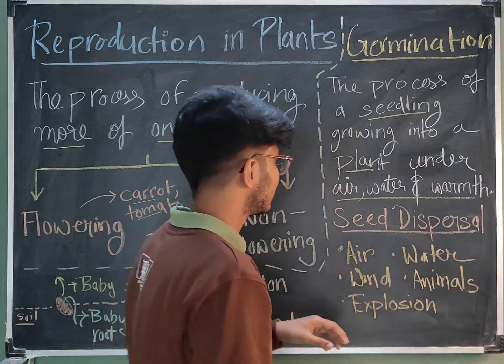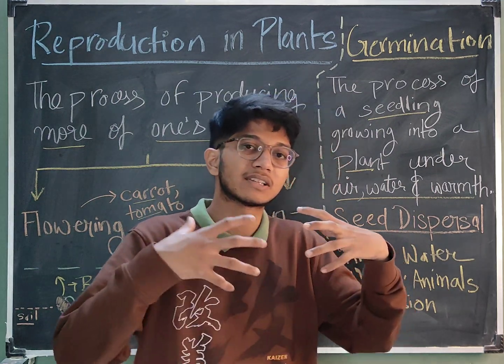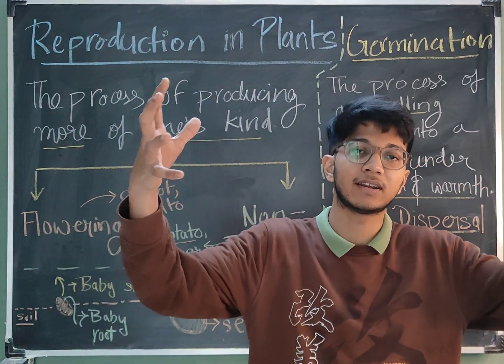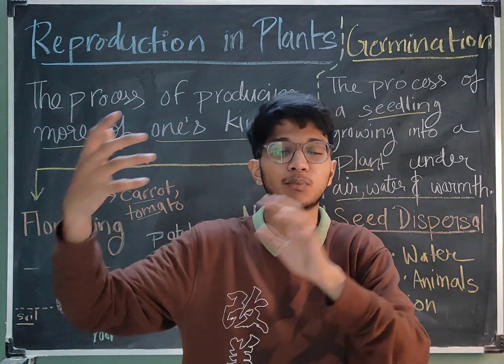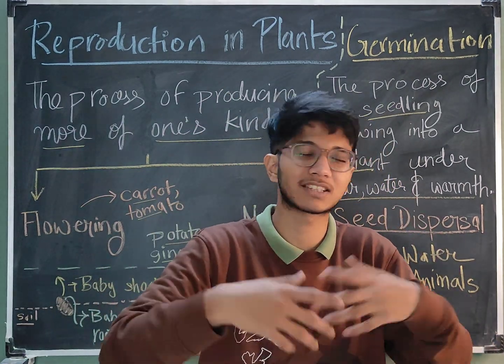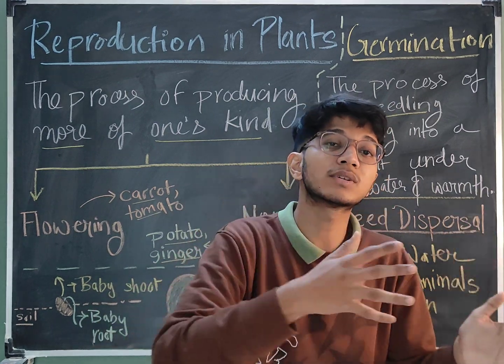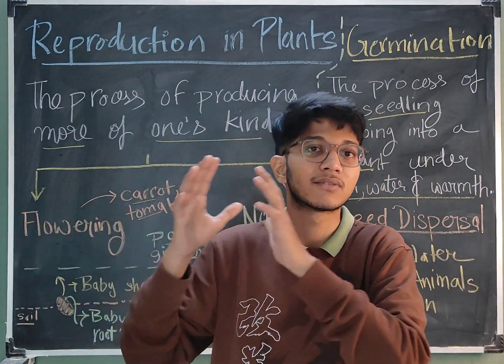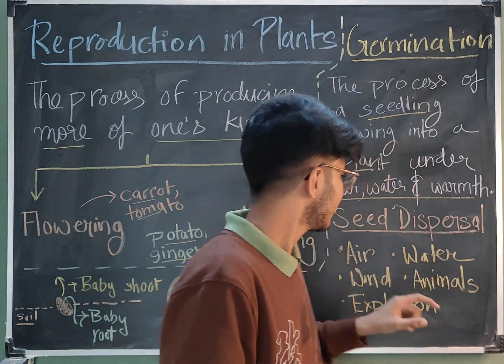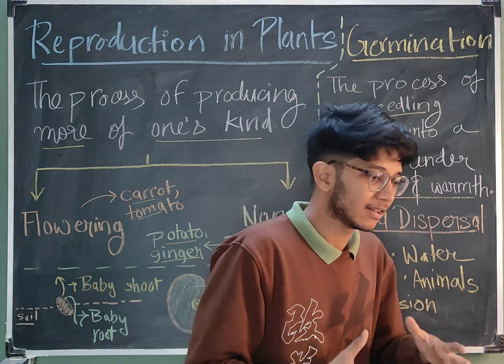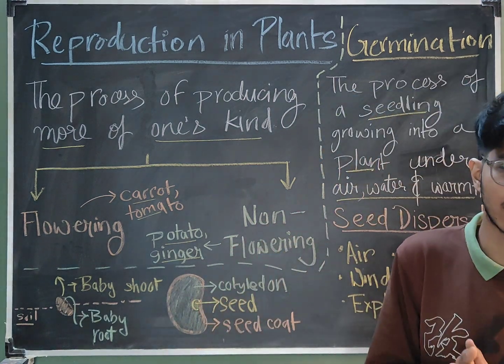Same does the seed. The seed is, for example, the seed or the plant is somewhere and the seed is dispersed by the wind, water, animal, explosion, be it anyway, to some distant place from where it is born. Okay, so the first one is air. How does air help seeds to disperse?